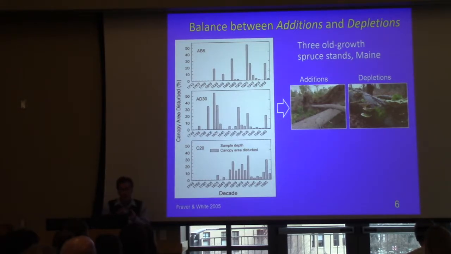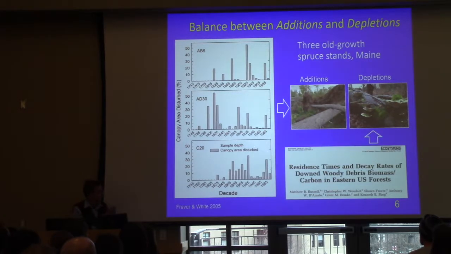If you think about the amount, mass, volume, whatever, I'll just say the amount of woody debris on a site at any given time, it's the balance between those additions from disturbance and depletions from decomposition, right? If we were in a fire-prone system, depletions would also be the result of combustion, right? So what I'm going to try to do is combine these two, additions and depletions. And this was made possible by a paper published by Matt Russell and others, 2014, that documented the mass loss functions for most of our common tree species in the eastern United States.